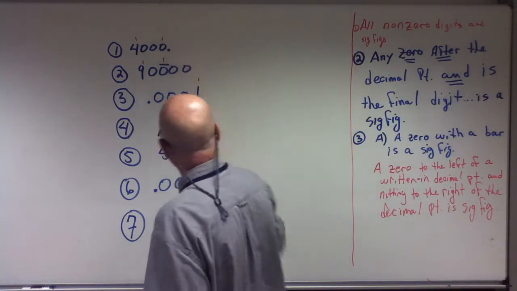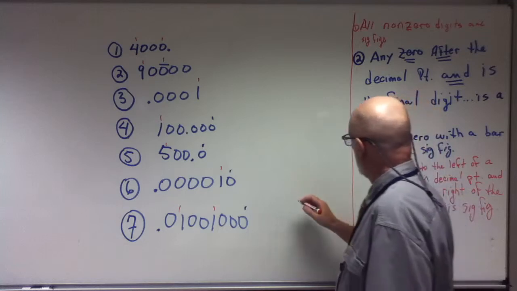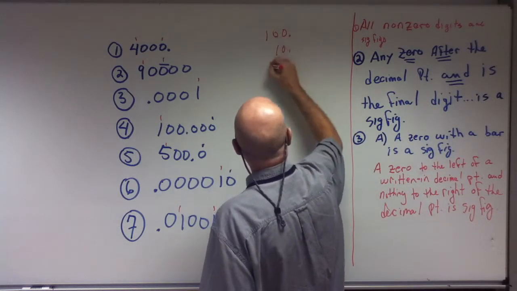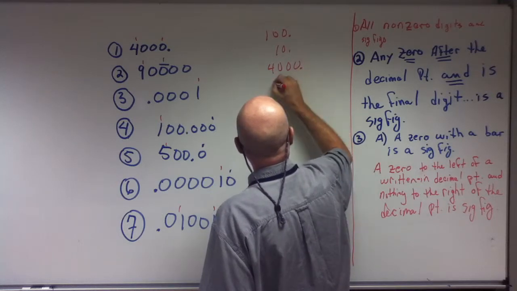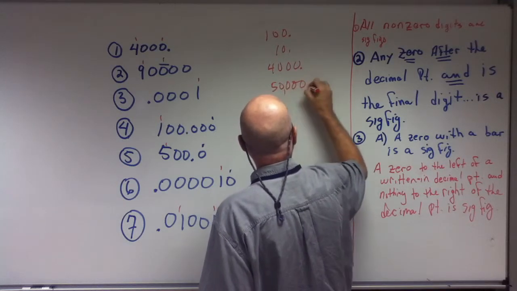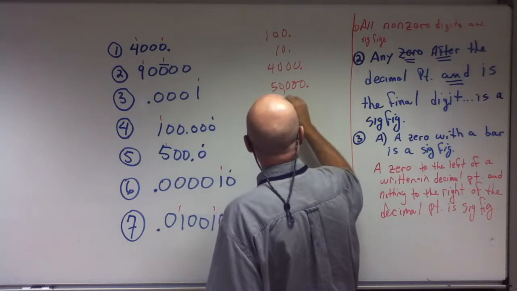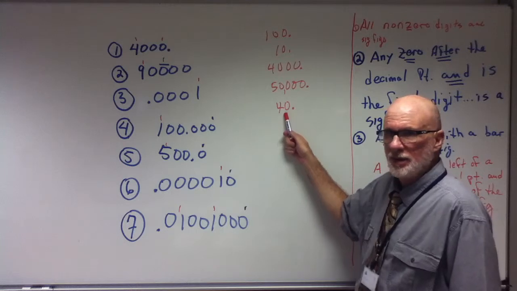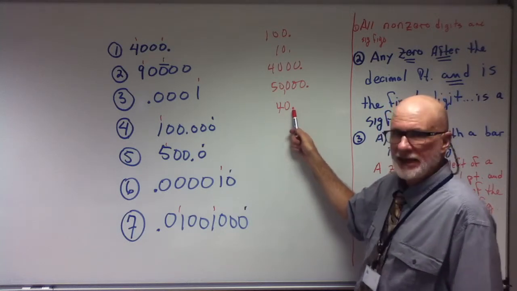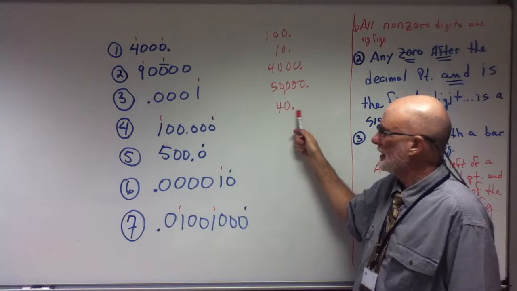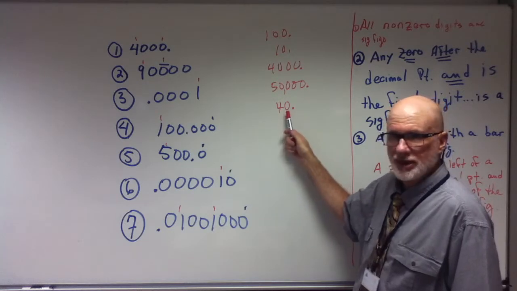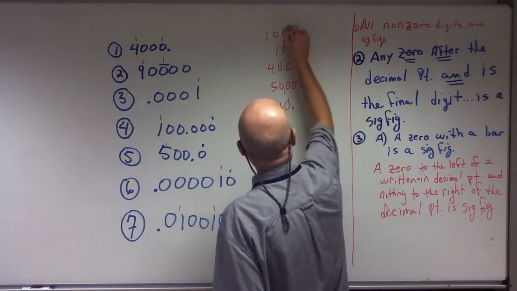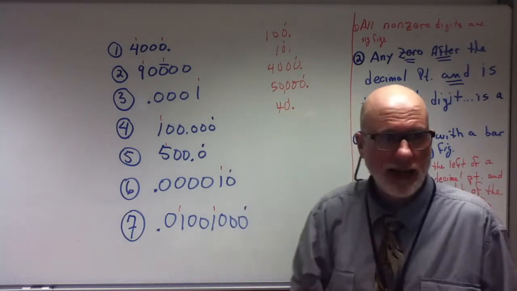Yes. Shall I write a bunch here? Like 100, 10, 4,000, 50,000, 10. I did that. 4. All right. So if you have a 0 with a decimal point on the right that's written in and nothing else, that zero is significant. Okay? Clear? Yeah. Is that okay?